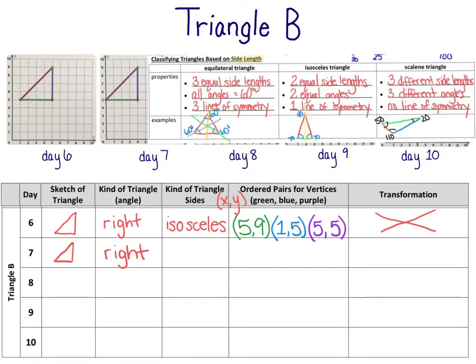Now let's look at classifying triangles based on side length, because in this column we're looking at the kinds of triangles based on their sides. Equilateral is when all the side lengths are the same. 3 equal side lengths. This one has 2 equal side lengths, but this one is slightly longer. So if there are 2 equal side lengths, we call it an isosceles triangle. So we write isosceles.